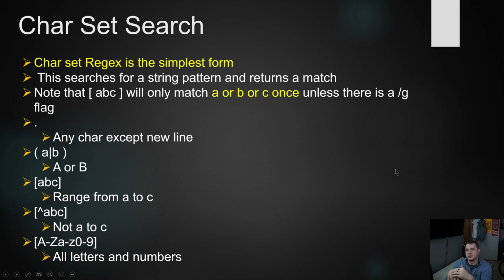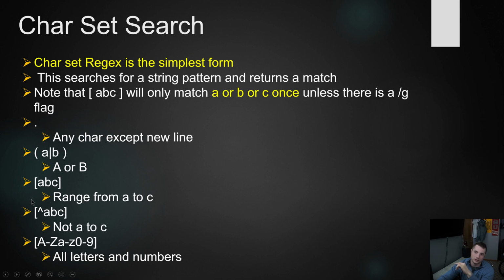Char set search. This is by far the easiest thing you can possibly do in terms of regular expressions. You're quite literally just looking for strings, okay? So if we come down here, we have a dot, which is anything but a newline. So this is your wildcard. You have A or B right through here, okay? You have your range, if you have a square bracket here, A, B, C. So range is A to C, all right? Here, not A to C, right?